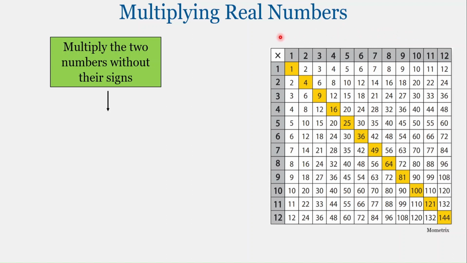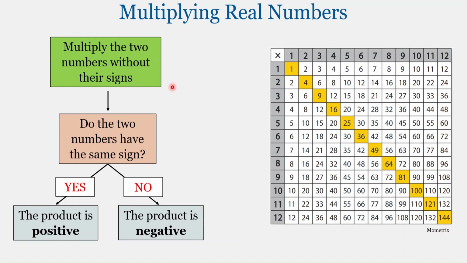You can get this table anywhere online. I took it from the Mometrics website. I like this in particular because it highlights those perfect squares. 3 times 3 is 9. 5 times 5 is 25. Being able to recognize perfect squares on sight will come in handy as well.